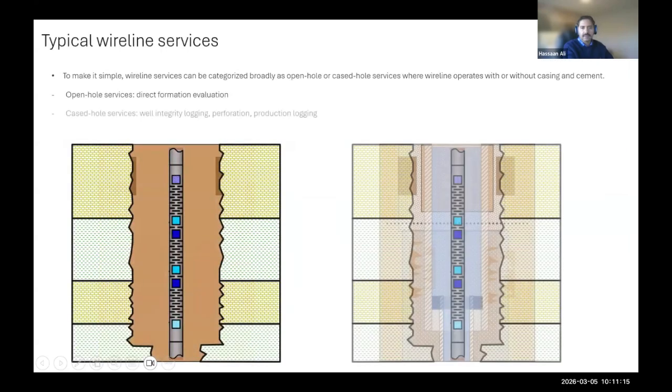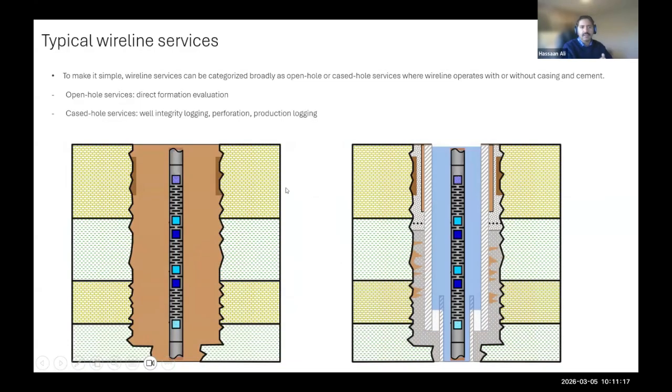So typical wireline services, to make it simple, can be divided into two categories. One of them is called open hole services, and second one is called cased hole services. Open hole services are the ones in which the tool is directly interacting with the reservoir. You can see this is the reservoir. You can see the reservoir boundary, and you can see the tool over here, which is directly evaluating the formation characteristics.